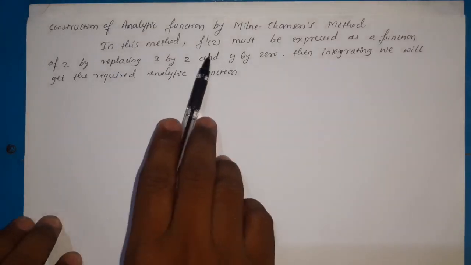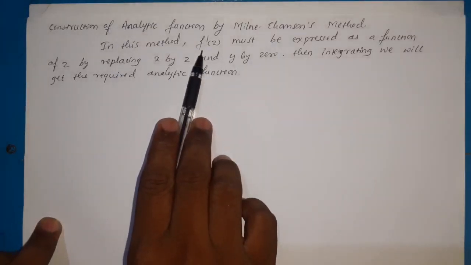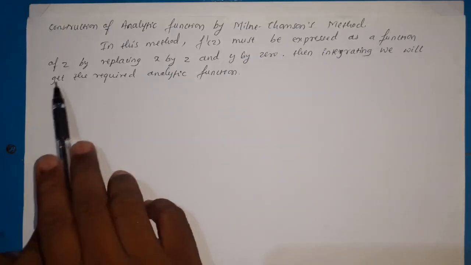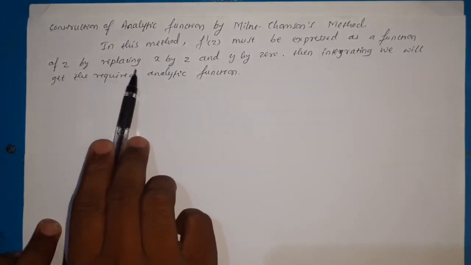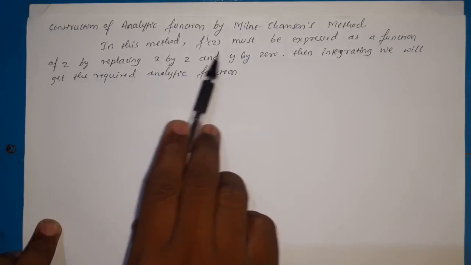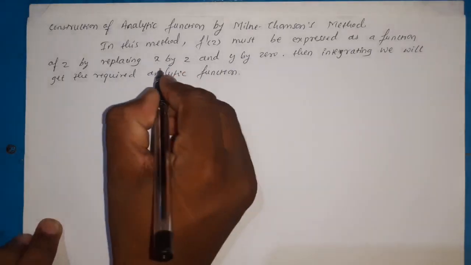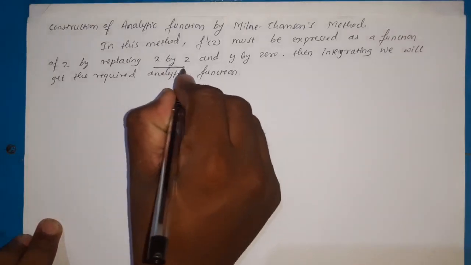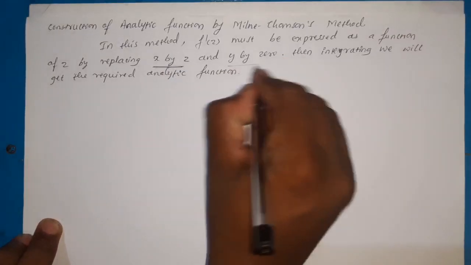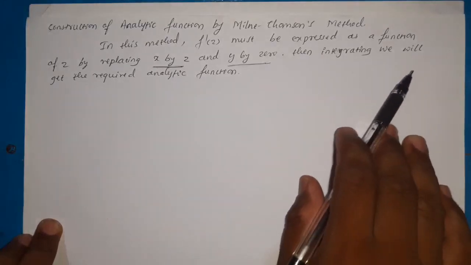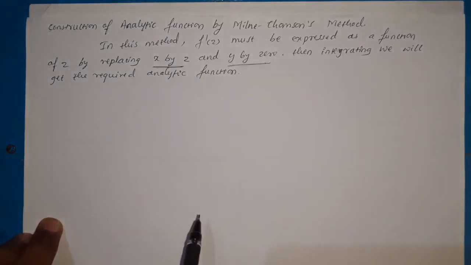In this method f dash of z must be expressed as a function of z by replacing x by z and y by 0. So this is very important. Here we are replacing x by z and y by 0, then integrating we will get the required analytic function.